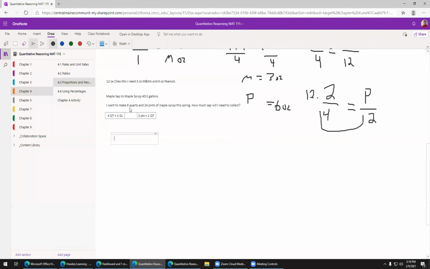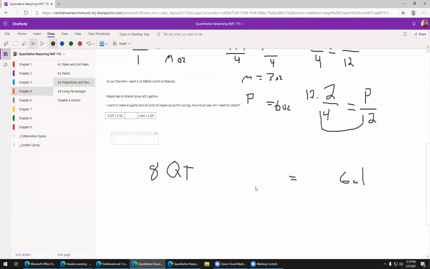So I know I want to end at 8 quarts, right? No, sorry, I don't want to end there. I want to start there because I know I'm going to have 8 quarts at the end. That's what I meant to say. So I'm going to start with 8 quarts because that's what I want to have to give away, right? But sap is measured in gallons.